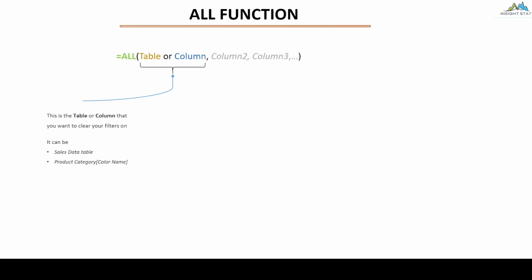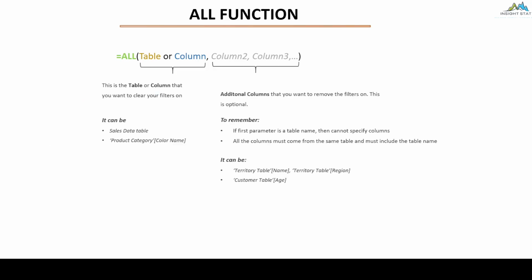Now, what about the optional criteria that we have, the optional columns that we have? So these are additional columns. So column 2, column 3, 4, 5, however many number of columns you would want to put in. These are additional columns that you would want to remove the filters on. And this is optional.